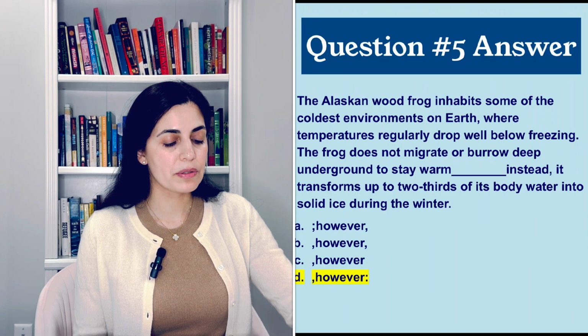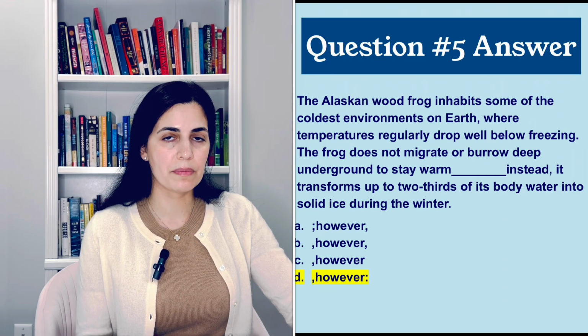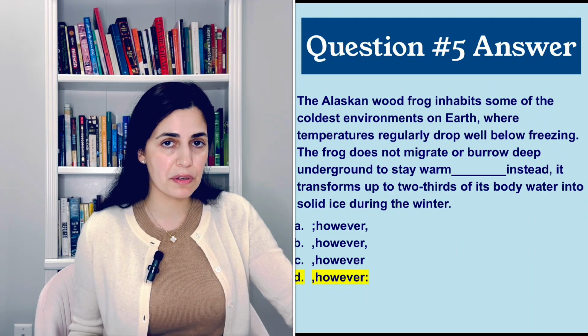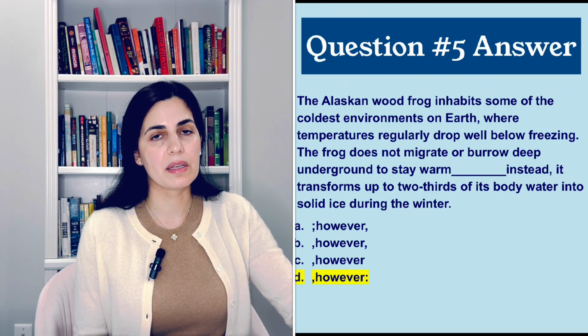Choice A is incorrect because it has the opposing idea being introduced with the word however in the third clause, but that needs to be in the second clause. And then once again, B and C would create run-on sentences.